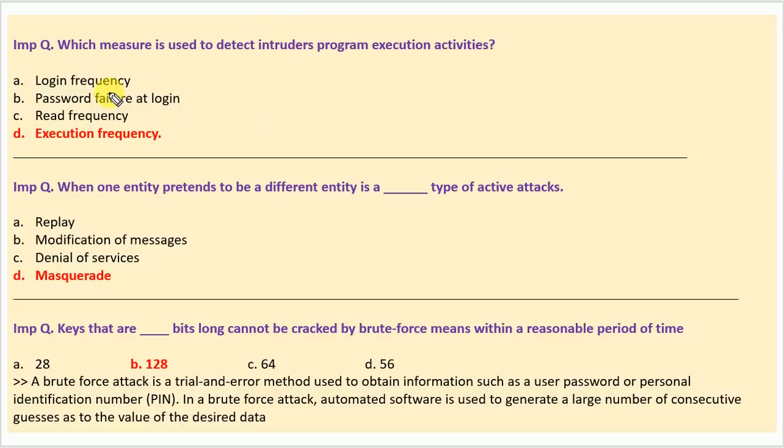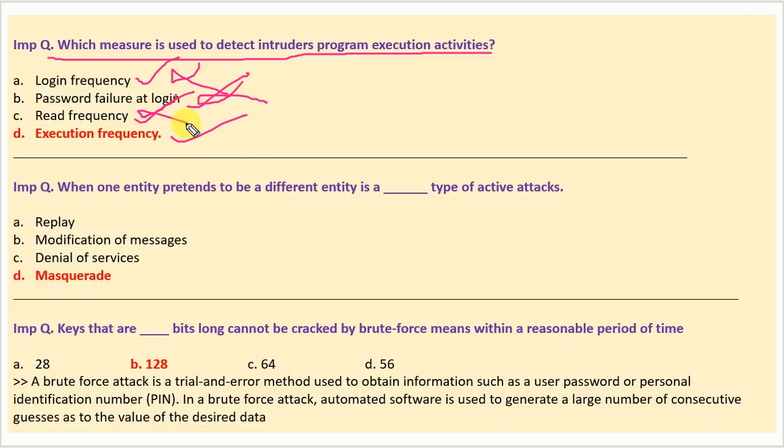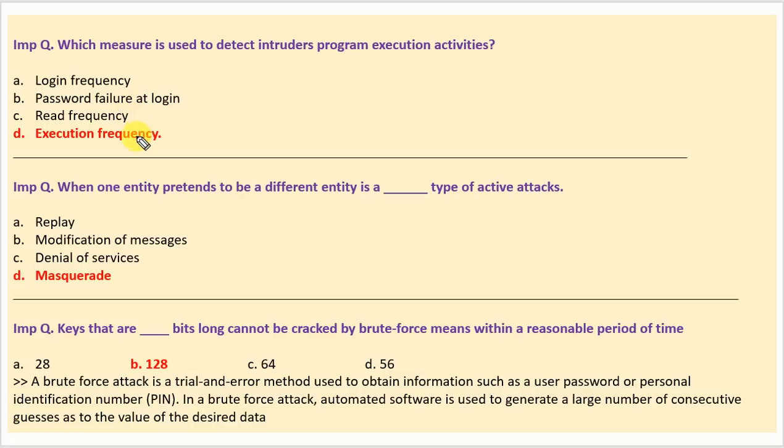So the question is: which measure is used to detect an intruder's program execution activity? How can you detect the intruder's program execution activities? The first option is login frequency, password failure at login, read frequency, and execution frequency. Before going into the correct answer, let's discuss why these options are not correct. There are a few questions where you have to eliminate options, and by eliminating options you can easily mark the correct answer. This is also a best way to attempt any competitive examination.